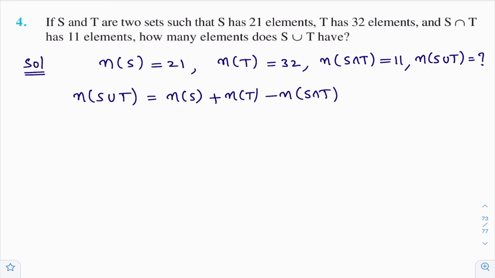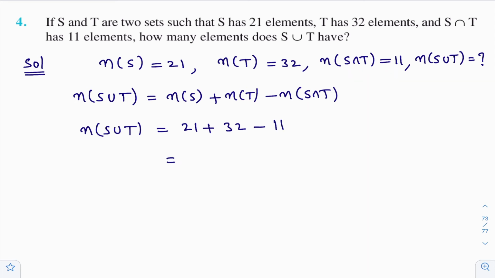n of S union T is the one we need to calculate. n of S is 21. n of T is given as 32. n of S intersection T is given as 11.